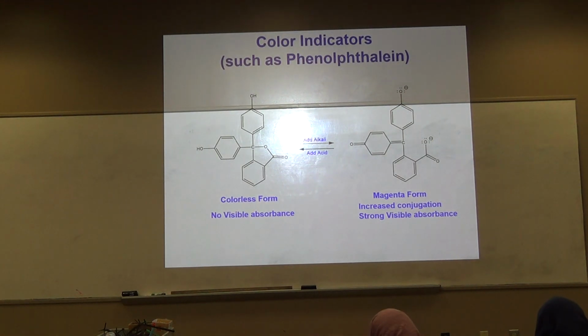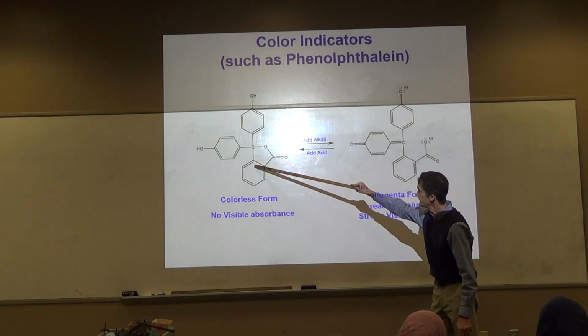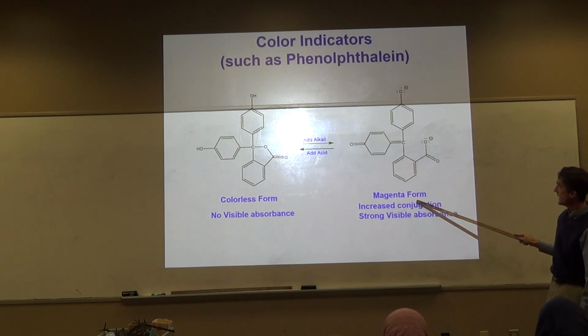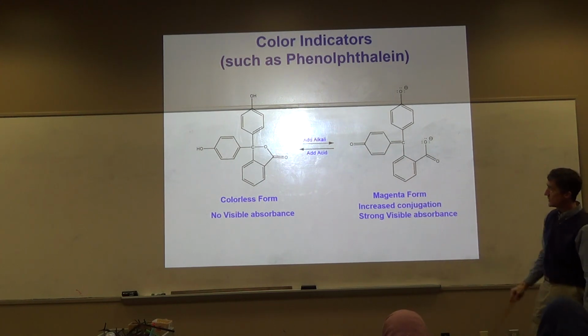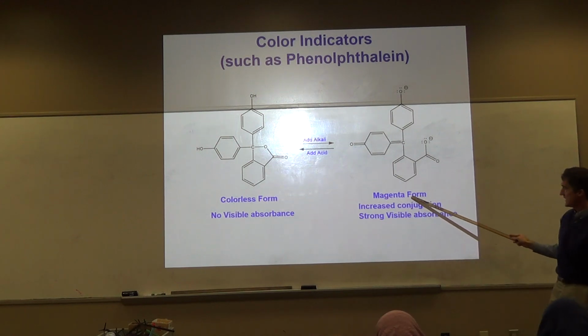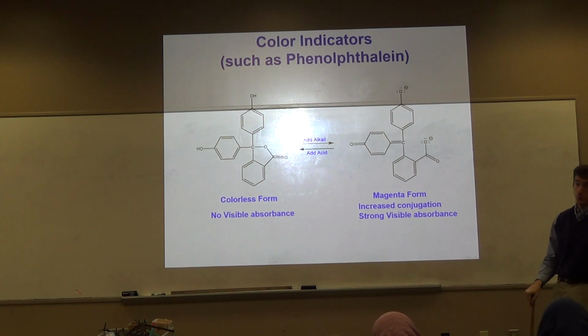Some applications. You've used indicators, such as phenolphthalein. Colorless form. In the presence of base, it becomes magenta color. Why? Colorless means it's absorbing no visible. But now it's absorbing visible if it's colored. That means the Lambda Max is shifted to the right. Why? More conjugation. That's what will shift it.